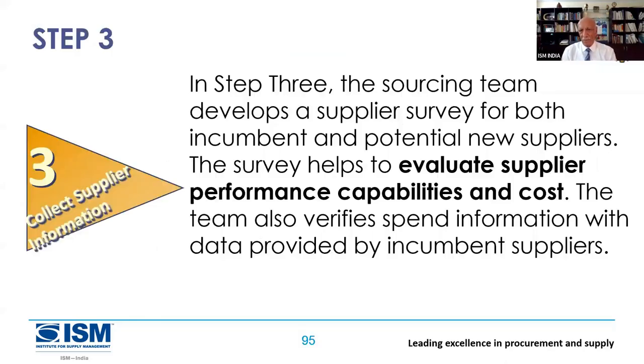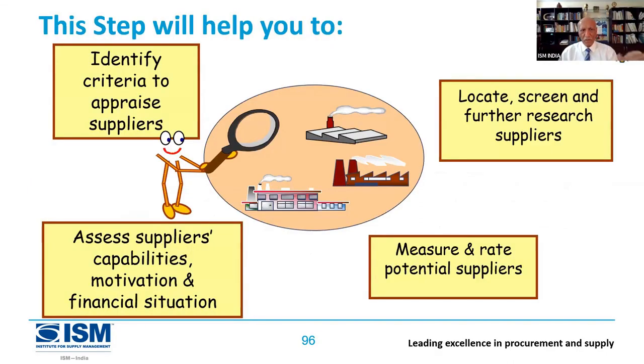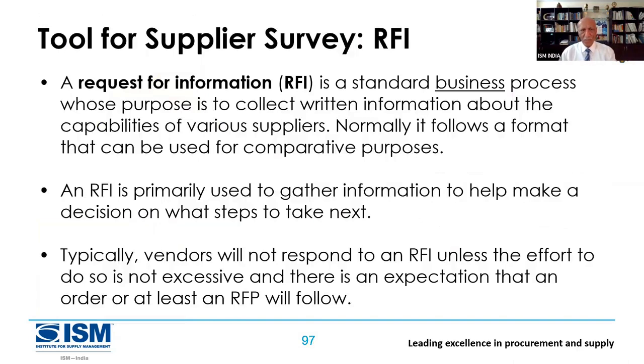So in this step, the sourcing team develops a supplier survey of both incumbent suppliers, you already have them, not an issue, and new suppliers. And this helps us to evaluate supplier performance, capabilities, and cost. So if I've got 2 suppliers already, now I got 5 more, then you can figure out which one is capable, performance wise, and which one is cost effective. So the first thing is criteria, assess supplier capabilities, measure it, locate, all these things.